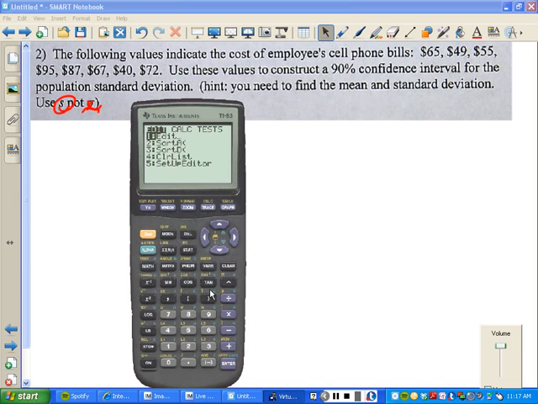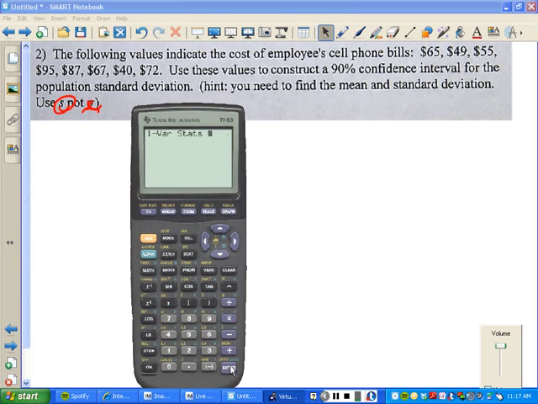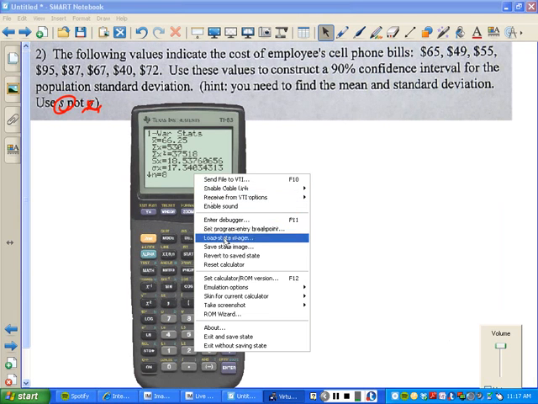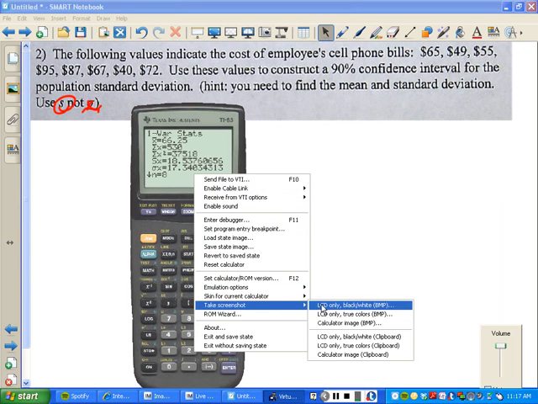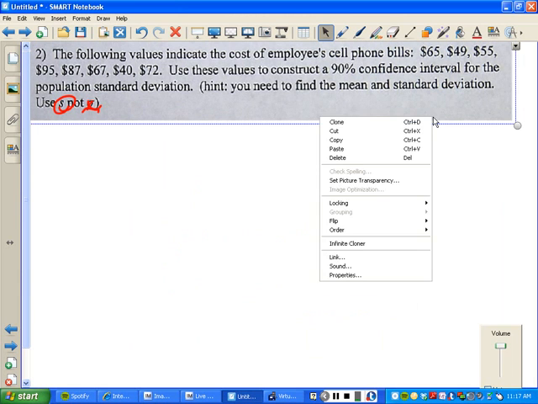Stat, edit, and let's type these numbers in. 65, 49, 55, 95, 87, 67, 40, 72. Okay. So stat, calc, one variable statistics. We'll go ahead and take a picture of that.